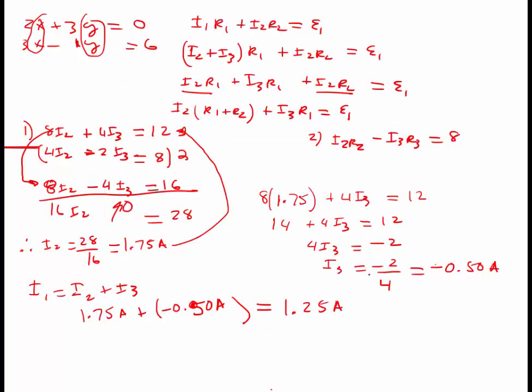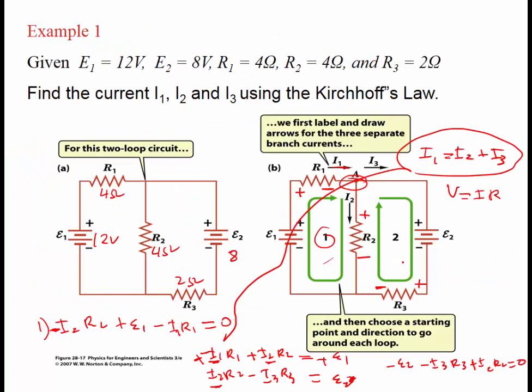Now here for I3, the negative sign all it means is that the direction that we chose for I3 is the opposite direction. So that's all it means, that the current is moving in the opposite direction. That's all the negative sign means. Okay, now this is how we can actually use Kirchhoff's current law and Kirchhoff's voltage law to determine the unknowns, in this case the currents flowing in the circuit, I1, I2, and I3.